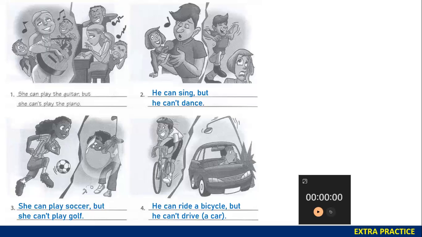I can play the piano, but I cannot play the guitar. Okay, very good. Only that, or do you have a second sentence? No, only that. Very good, thank you. Glenda, what about you?